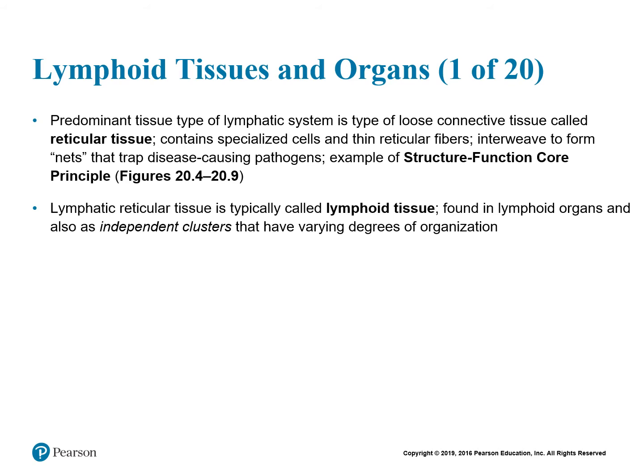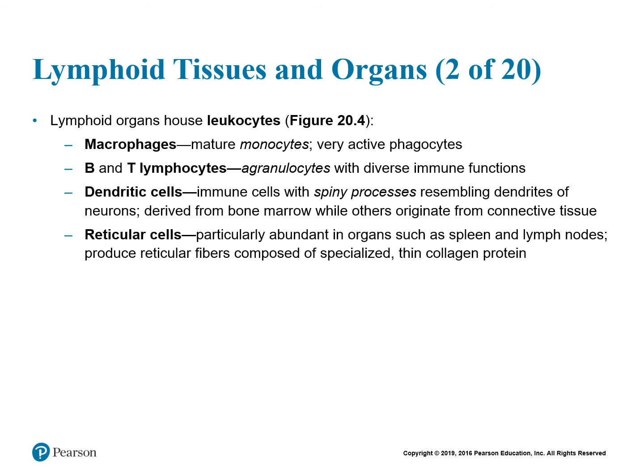There's a lot of loose connective tissue called reticular tissue, and its main job is to act kind of like a net. This reticular tissue is lymphoid tissue, and it's found in the lymphoid organs. Again, those are the little clusters that we talked about that help filter out some of these pathogens. In some of the organs, you have a lot of different types of cells, and some of those include leukocytes. Some of the leukocytes that you can find are macrophages, mainly monocytes.